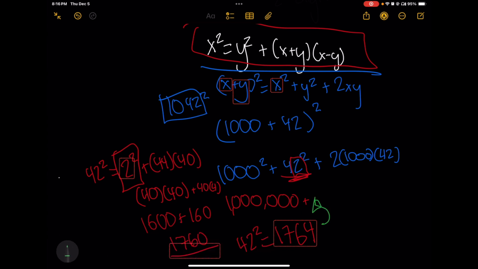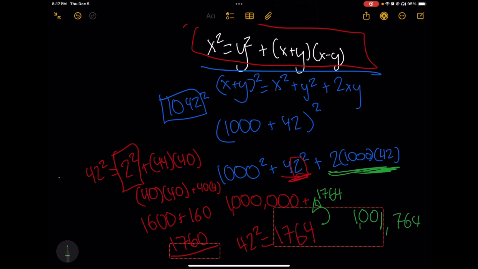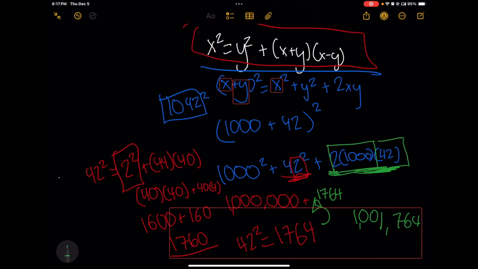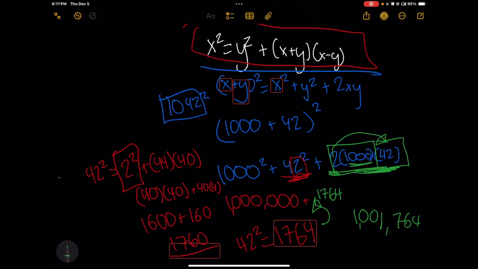And now we can bring that up here. We can bring that here to say 1 million plus 1,764. And then our last step here is to multiply 2 times 1,000 times 42. I'm going to distribute this here because multiplying by 1,000 is pretty easy. So you can say 2 times 42, which is 84, and you can just add 3 zeros at the end, so 84,000.